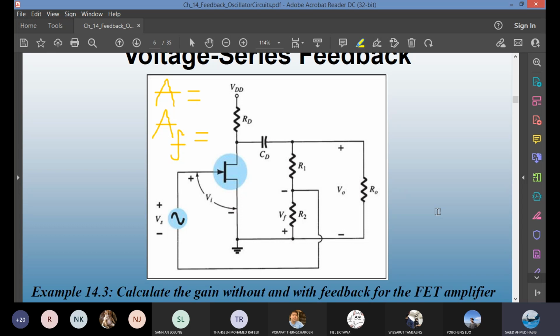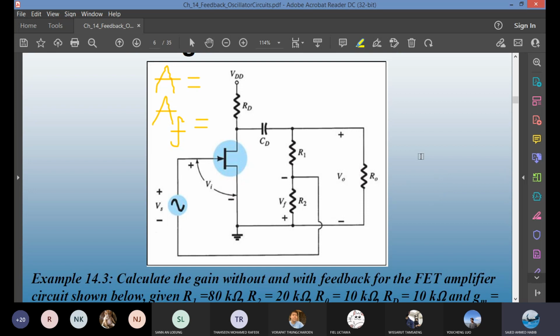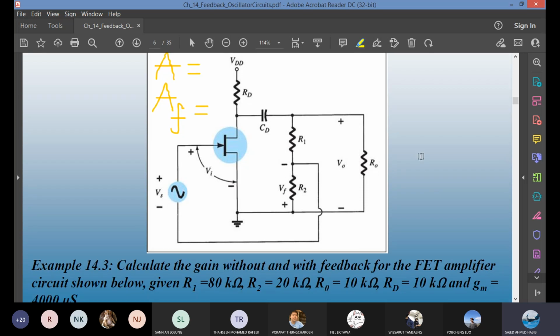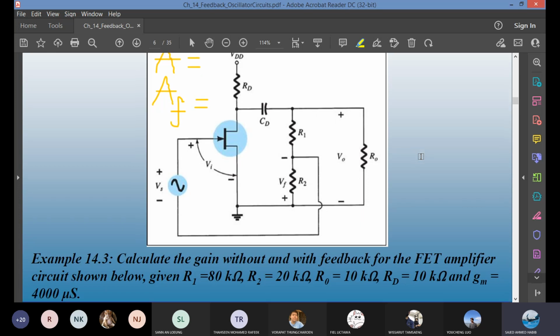If I take RL equals only RO parallel RD, 10 kilo ohm parallel with 10 kilo ohm, you will get RL as 5 kilo ohm. However, if you want to take parallel again, 5 kilo ohm with 80 plus 20, 100 kilo ohm, it will be 5 times 100 divided by 105. I think it's 4.7 something kilo ohms. So the values were chosen properly, they're pretty much the same. If you use minus GM times RL, the answer depends on your chosen RL. They should be pretty close.